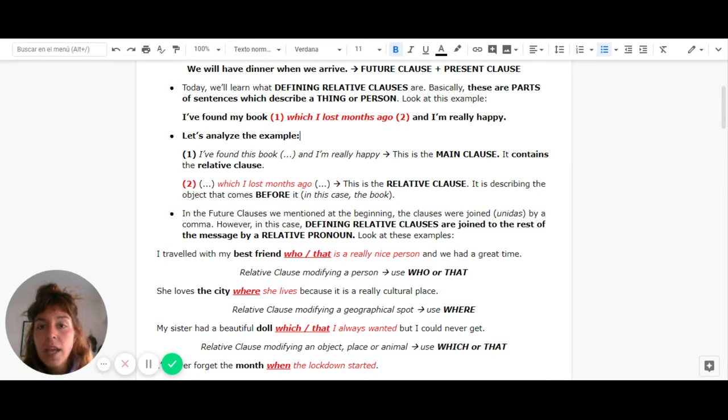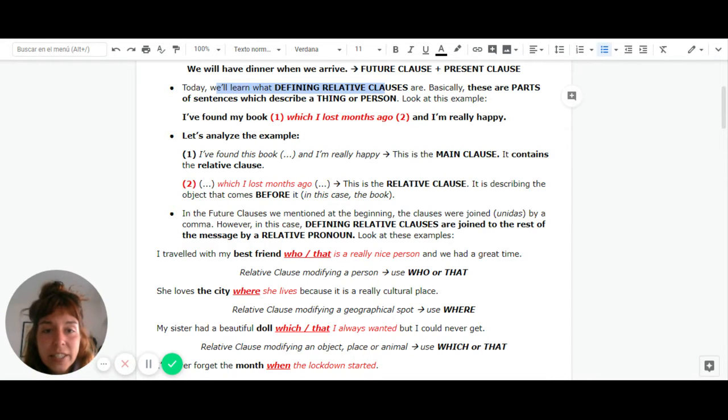en la oración. In this class, we will learn defining relative clauses, ¿ok? Van a ver en la siguiente clase que hay otro tipo más de estas clauses, de estos pedacitos de oración, pero hoy nos vamos a concentrar en este tipo que se llaman defining. And they are called like this, defining relative clauses, because they define, because they are essential to the message. Se llaman así porque definen, limitan un significado y son esenciales para nuestro mensaje.